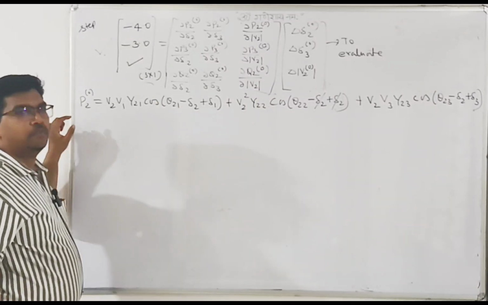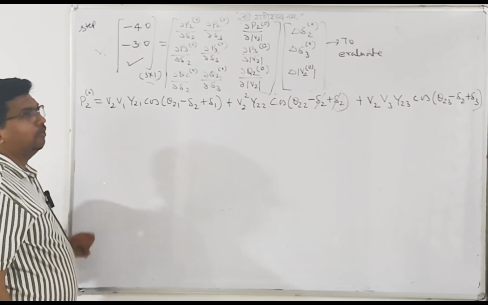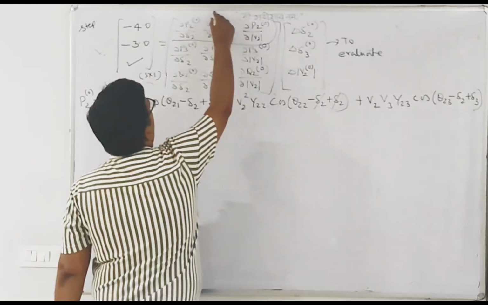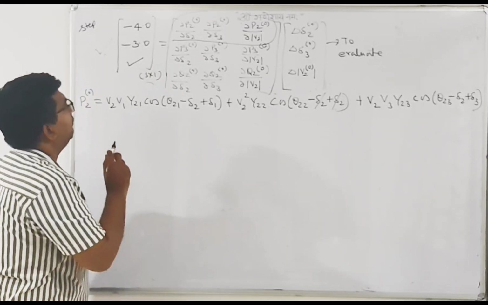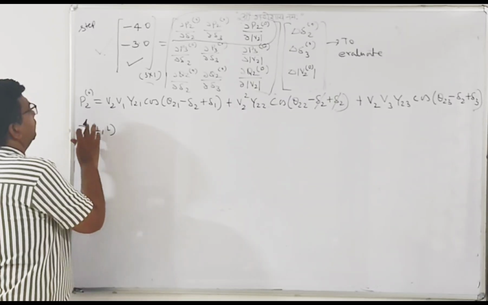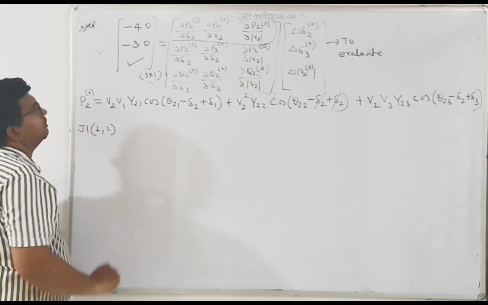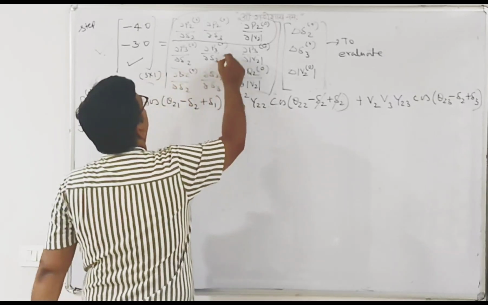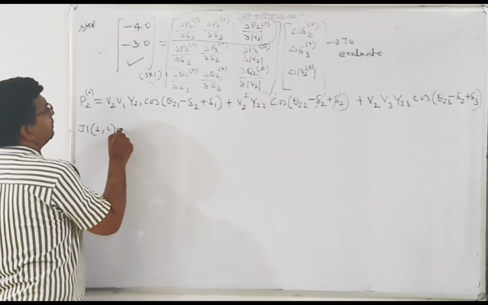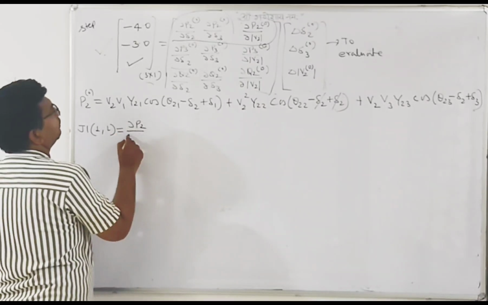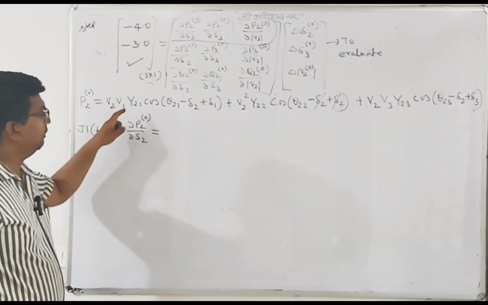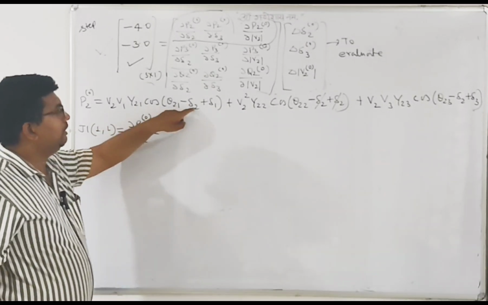Now what is the P20? We have already determined. So first of all I will determine the first row of the Jacobian matrix. Now I will write in this manner J11. I have written this because this is J1, this is J2, this is J3, and this is J4. So I have written J11. What is this J11? Delta P2 with respect to delta 2, differentiate with respect to delta 2.